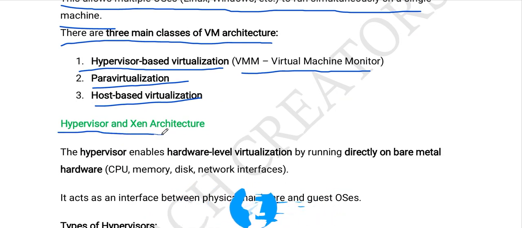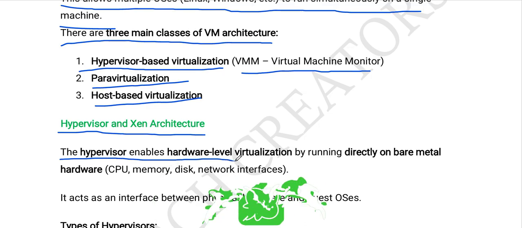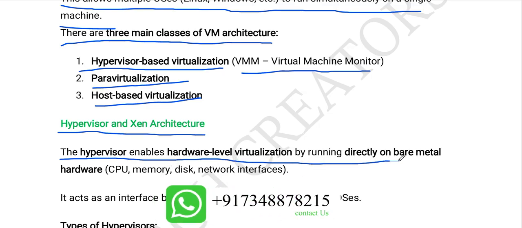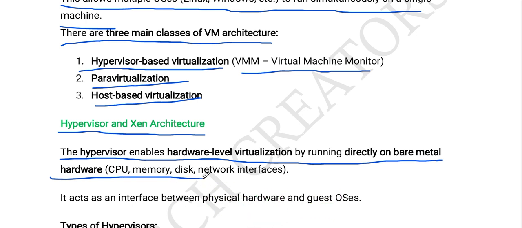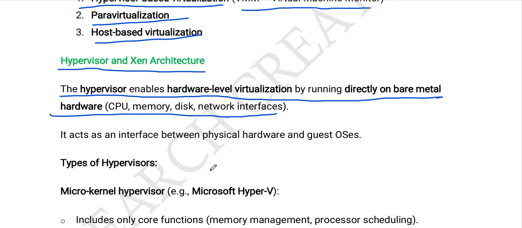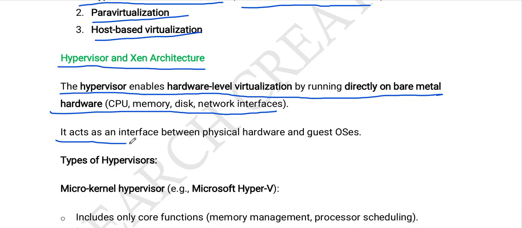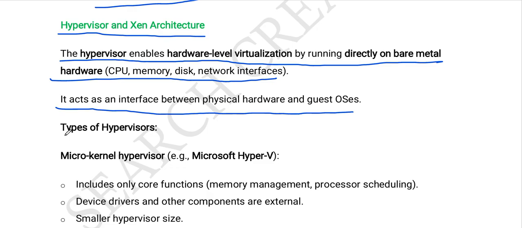Hypervisor and Xen architecture. What is hypervisor and Xen architecture? The hypervisor enables hardware-level virtualization by running directly on bare metal hardware, which are CPU, memory, disk, network interfaces. It acts as an interface between physical hardware and guest OSs. Next, we are going to look at the types of hypervisors.